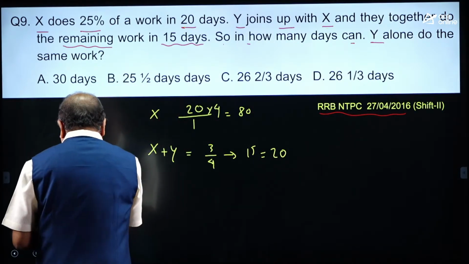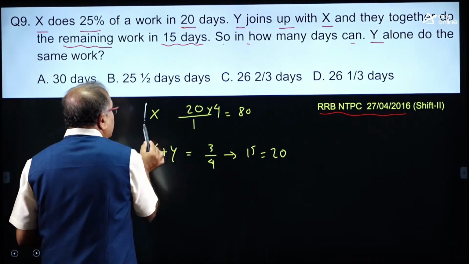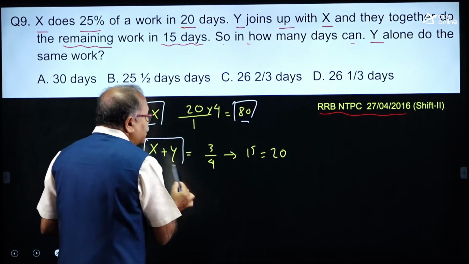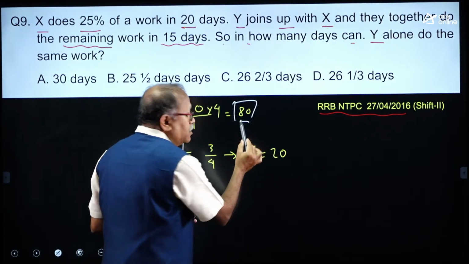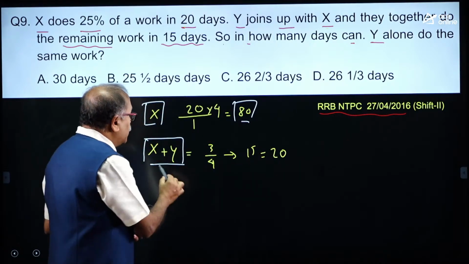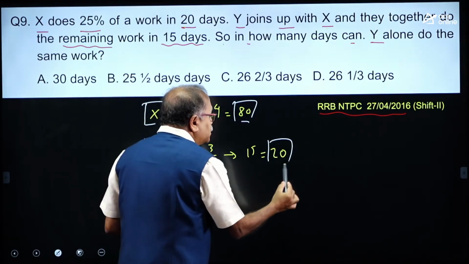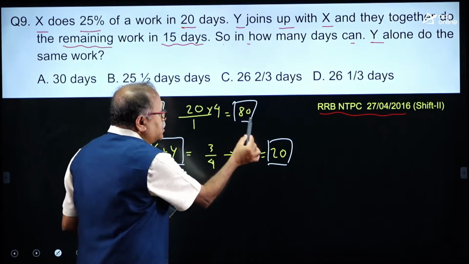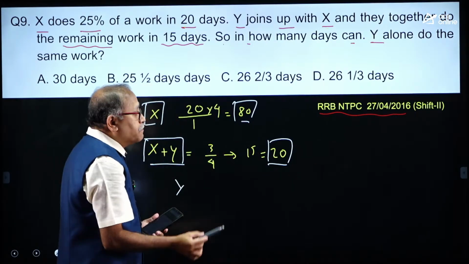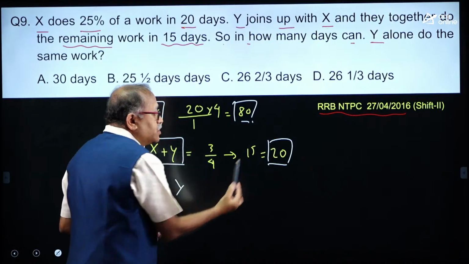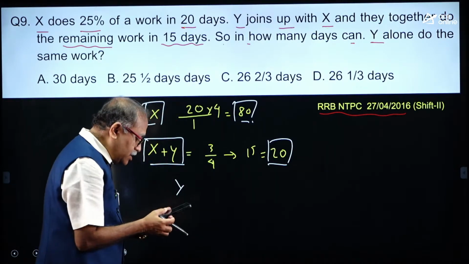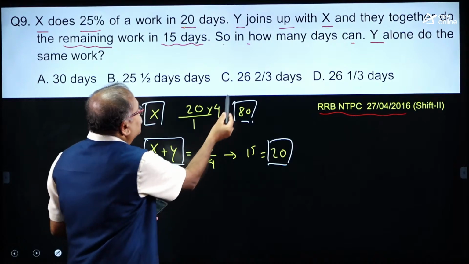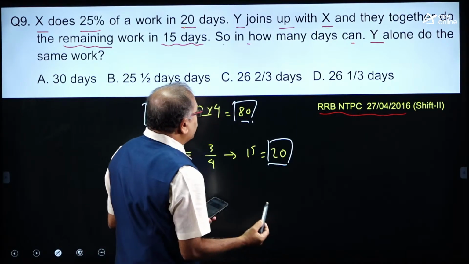By this time I know that X alone takes 80 days, and X plus Y take 20 days, then Y alone in how many days? So, 80 into 20 by 80 minus 20. So, has anyone answered it? Option C, that is 26 2 by 3.